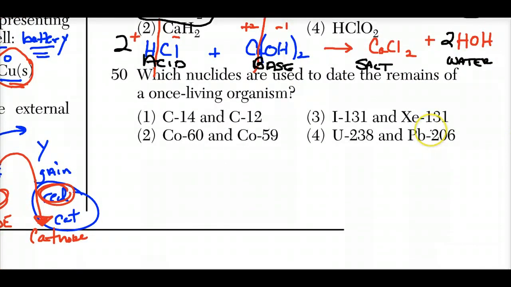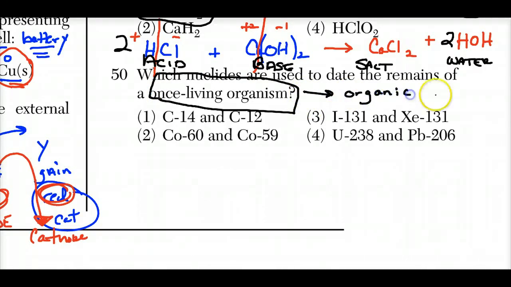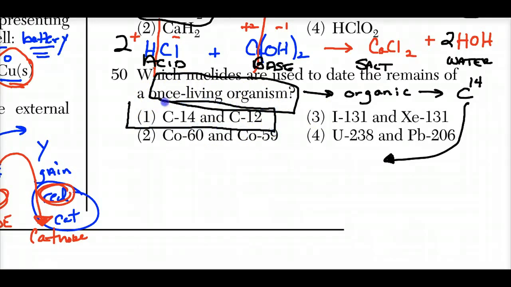Which nuclides are used to date the remains of a once living organism? If something was once living, it has organic origins. And something that's organic has carbon. And we know that carbon-14 is a radioactive isotope used to carbon date things like the Shroud of Turin, which is supposedly the Shroud of Jesus. We talked about carbon dating. So it's going to be the carbon-14 to carbon-12 ratio, because over time the carbon-14 is going to give off a beta particle.